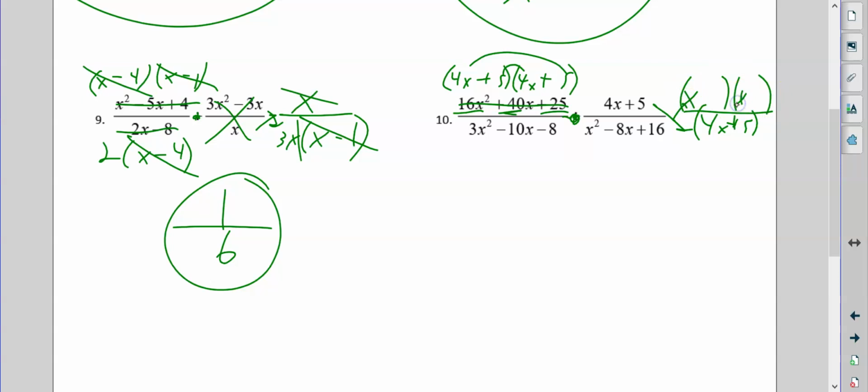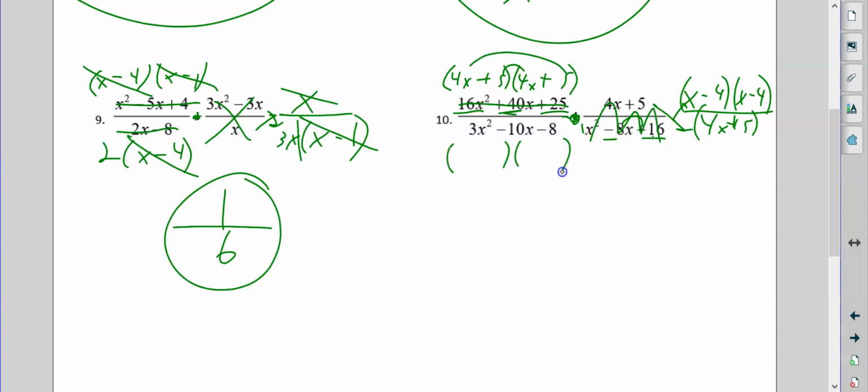X, X. Two numbers that multiply to give me 16 and add to 8. Well, it's going to be 4 and 4. Again, a perfect square trinomial. 1 is a perfect square, 16 is a perfect square. And they're both going to be negative. So that's all gone now.